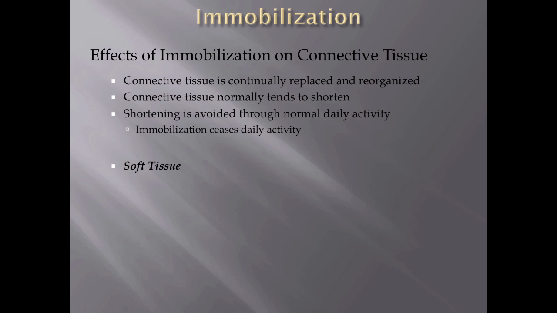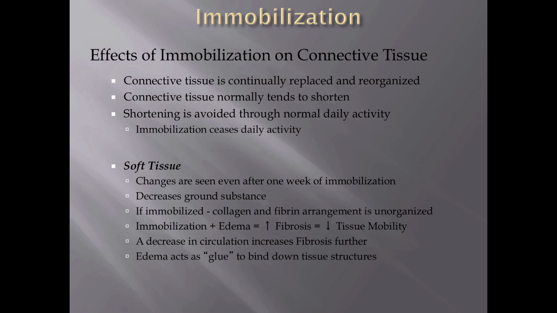The other thing that will affect it is if we immobilize a joint. So immobilization will cause a decrease in the daily activity through that joint in a normal way. So soft tissue changes are seen even after 1 week of immobilization. You have a decrease in ground substance, and the collagen and fiber arrangement becomes unorganized. And then if you add edema to the immobilization, you get increased fibrosis, and you also get a lesser degree of tissue mobility. So your tissue mobility goes down, your fibrosis goes up.